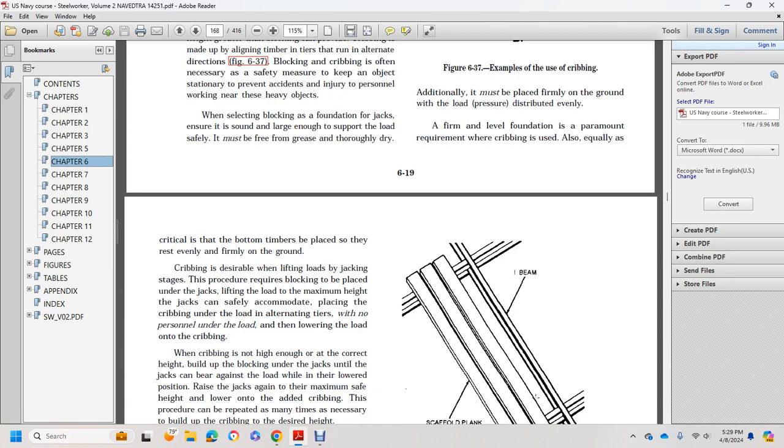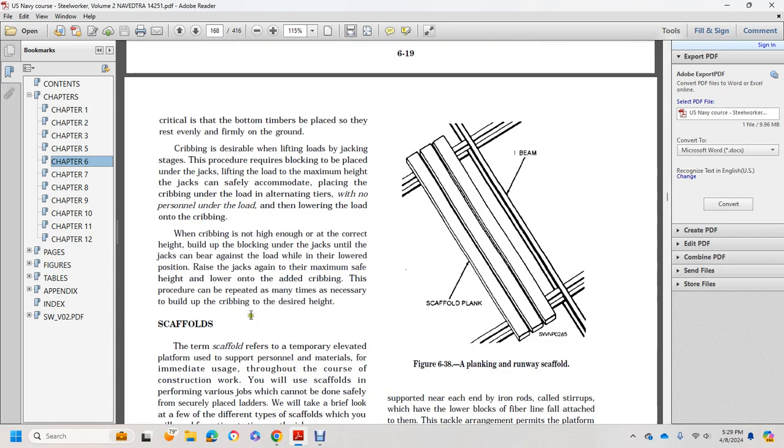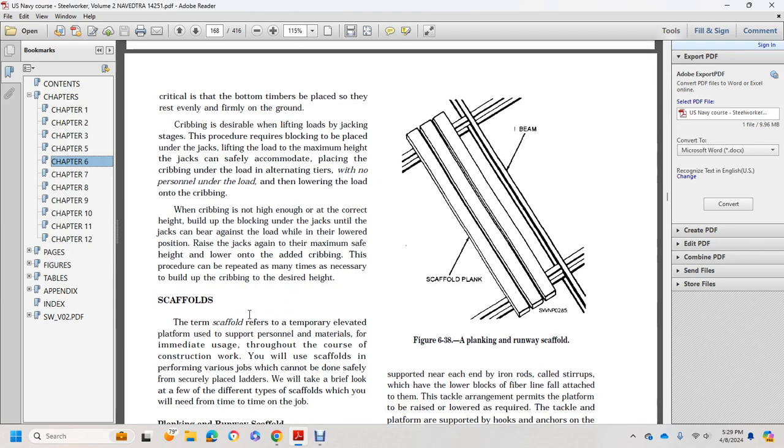Use cribbing to dissolve the lifting load of the jack, with blocking and blades as required. Lift the load to the maximum height the jack can accommodate, then place the crib under the load, alternating, with no person under the load while lowering. When the cribbing is not high enough, build up the blocking and raise the jacks until the jack lies bare against the load while it is being lowered into position. The raised jack against the maximum height lowers the load onto the added cribbing. This is repeated as many times as necessary to build the cribbing to the desired height.